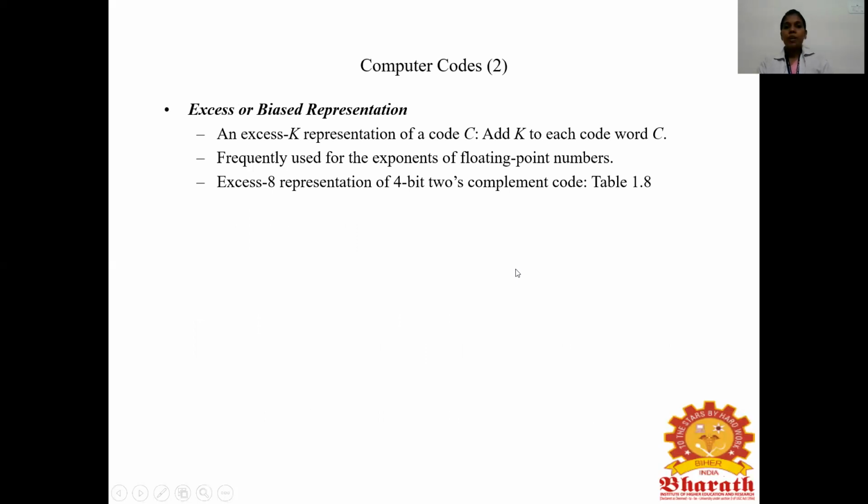We also have the excess or biased representation. An excess K representation of a code C means we add K to each code word C. It is frequently used for exponents of floating point numbers. So, excess 8 representation of a 4-bit 2's complement code.